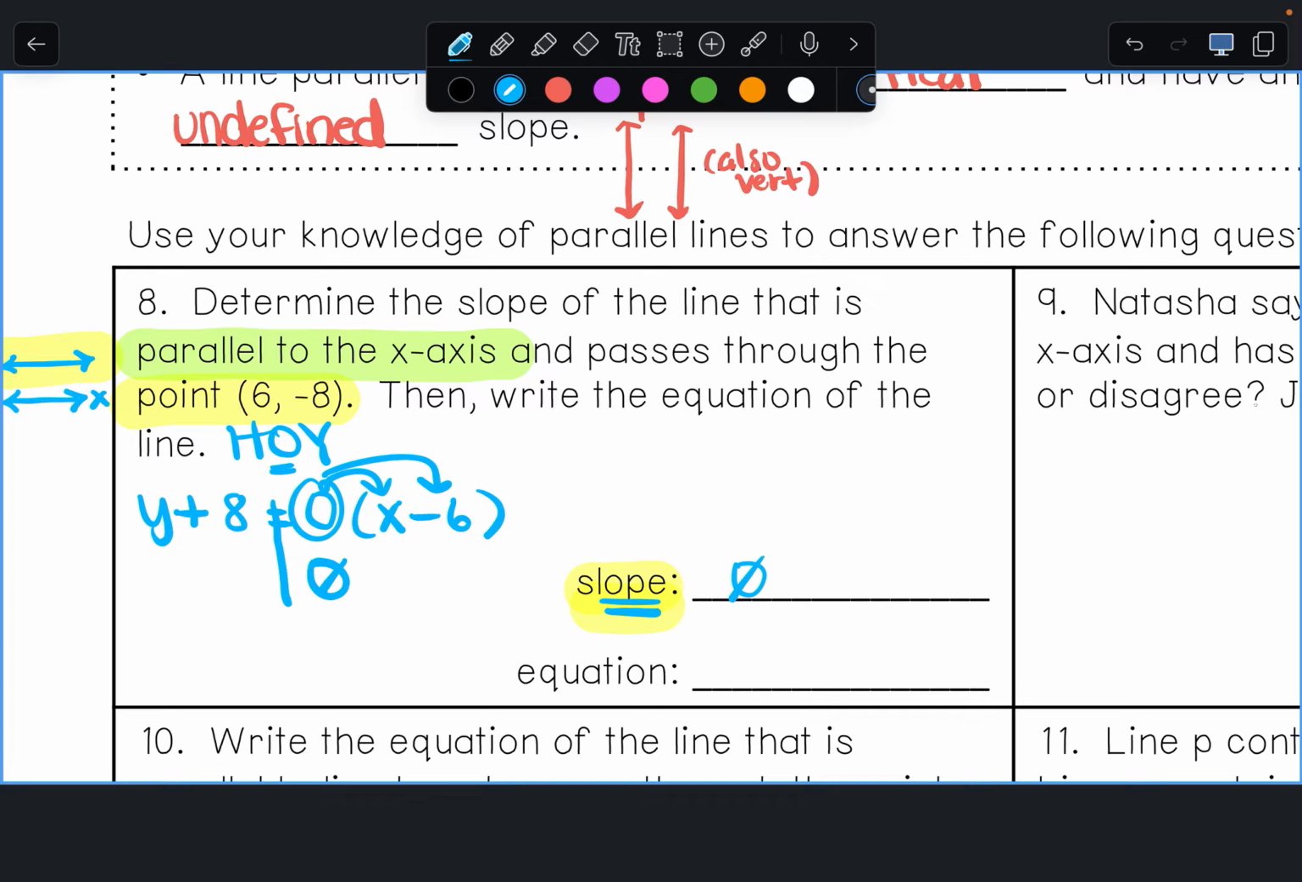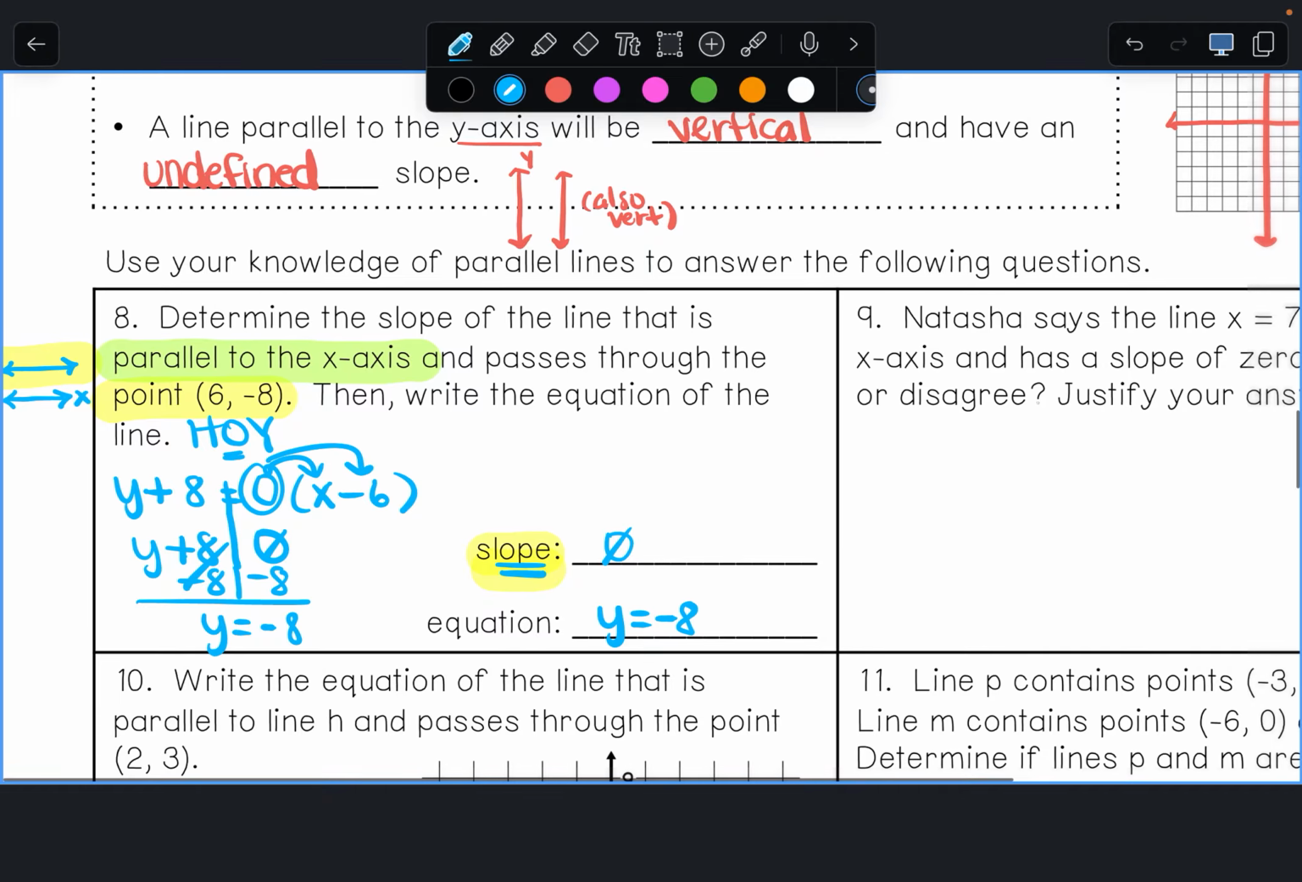So I'm just going to go ahead and bring down a 0. And the second step, subtract 8. So we end up with the equation y equals -8. Okay? Which is correct because it's a horizontal line. With horizontal lines, y equals a number. And that's exactly what we ended up with here. Y equals a number.